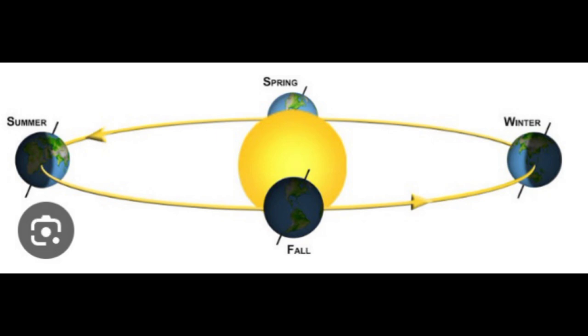It is mainly because of our Earth's axis, as our Earth rotates around its own axis. Our Earth's axis is tilted at an angle of about 23.5 degrees. Hence, as the Earth revolves around the Sun, sometimes the northern hemisphere points towards the Sun, and sometimes the southern hemisphere points towards the Sun.